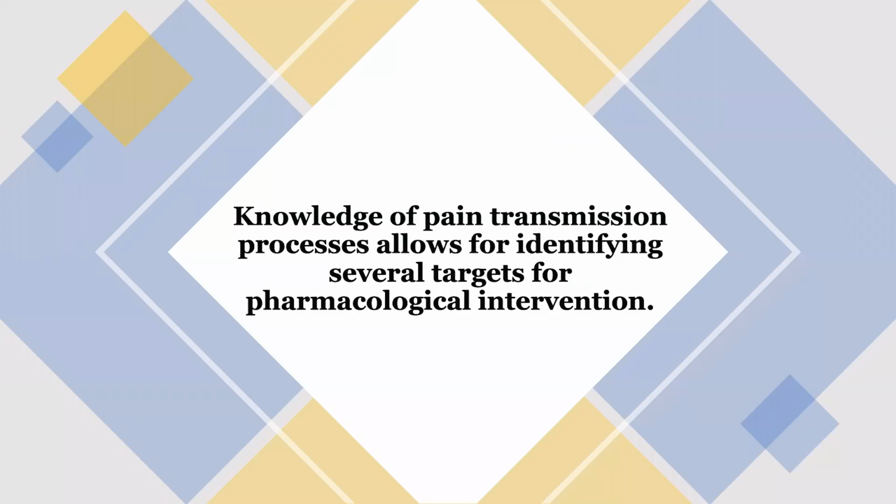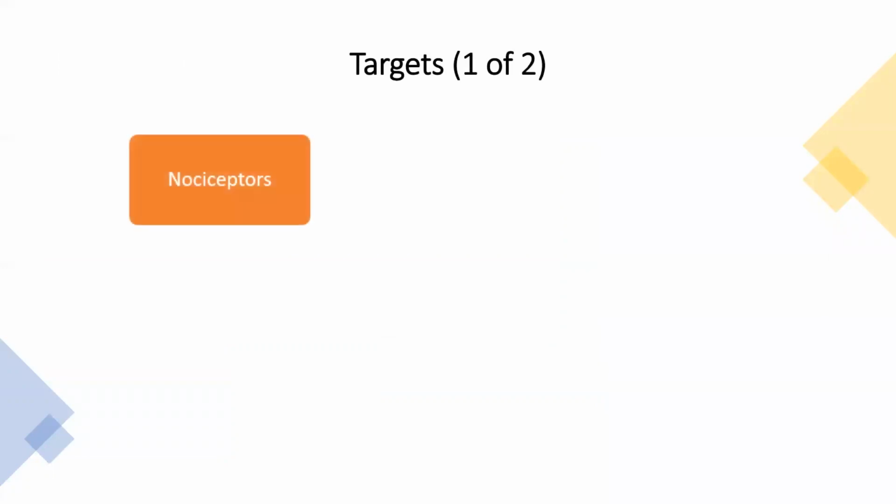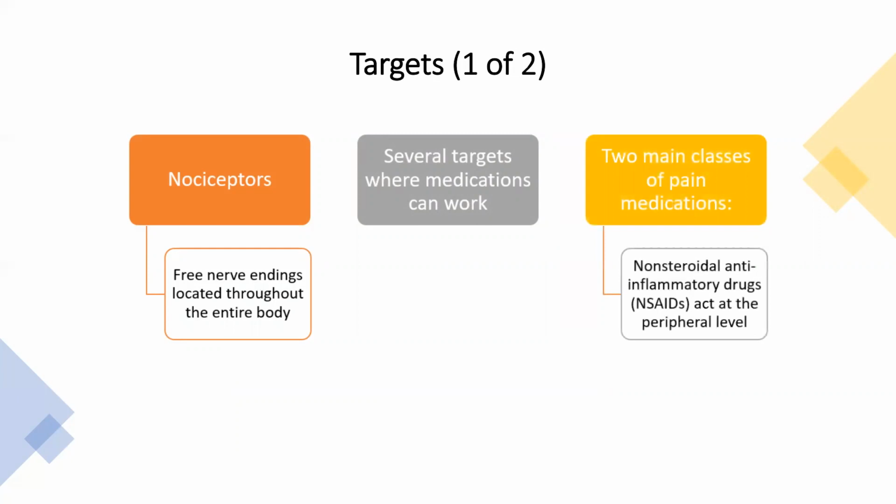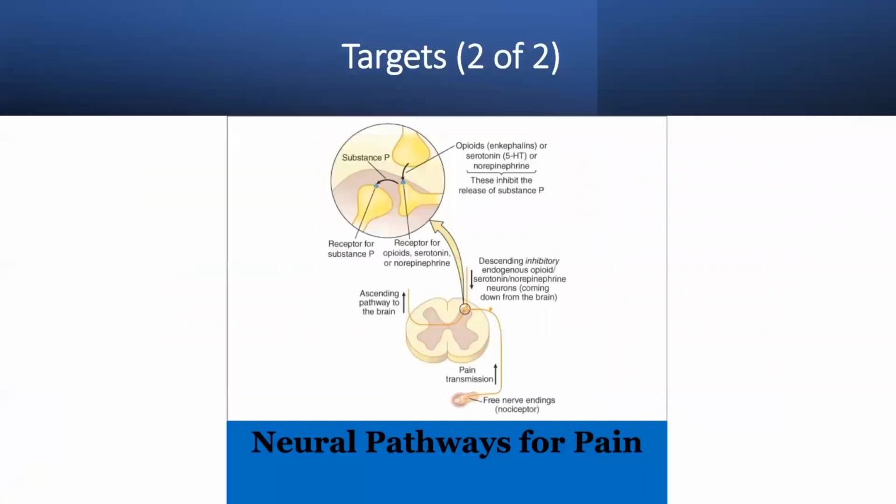The knowledge of the pain transmission processes allows for identifying several targets for pharmacological intervention. The targets include nociceptors, which are a kind of receptor present at the free nerve endings located throughout the entire body. There are several targets where the medications can work. The two main classes of pain medications are, number one, the non-steroidal anti-inflammatory drugs, called NSAIDs, which act at the peripheral level, and the other, the opioids, which act within the CNS.